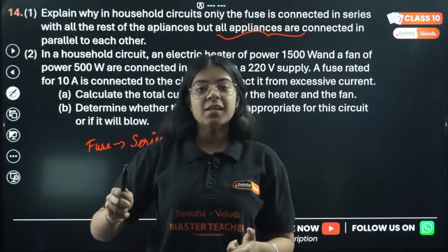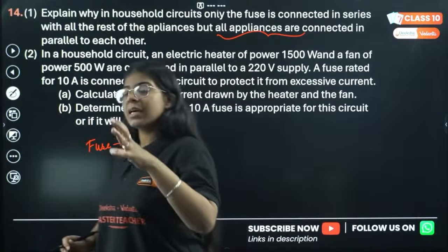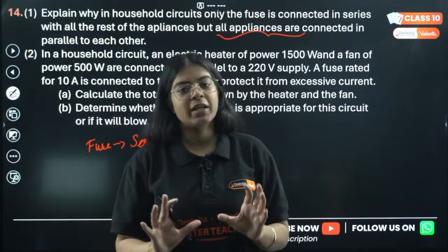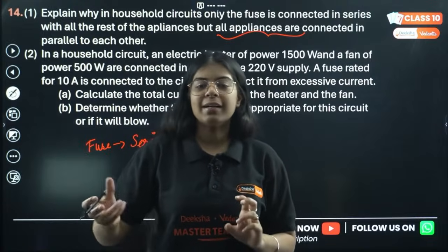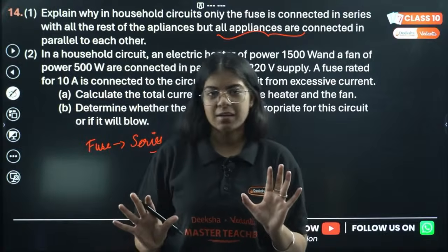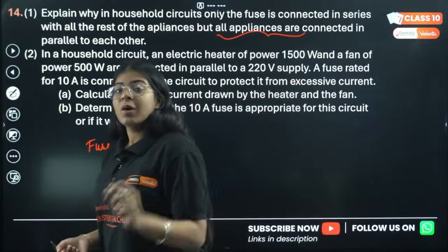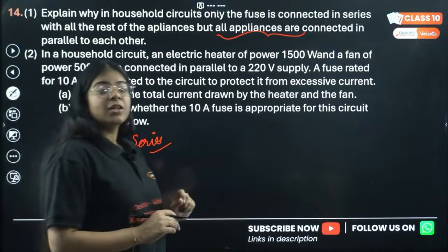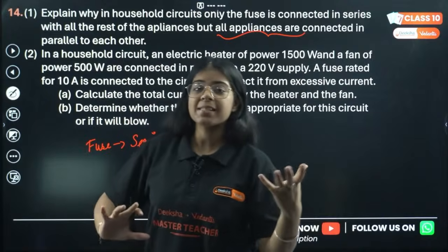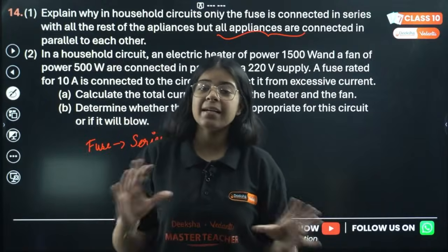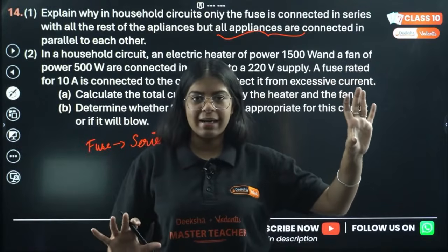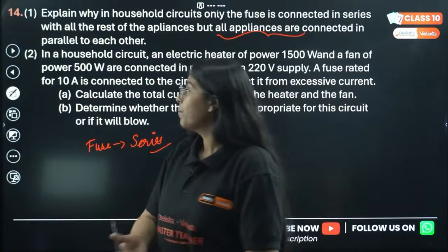And why are my appliances connected in parallel? Because when appliances are connected in parallel, each is getting the same voltage, so they are functioning on their own. They are getting the current that is required according to their voltage and the power they are consuming. And one more advantage of parallel usage is each appliance can function independently and simultaneously. If my fan breaks, my fridge won't stop working, right? That is the advantage of parallel combination.